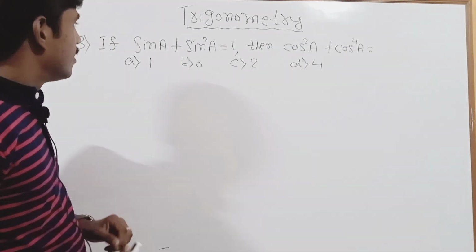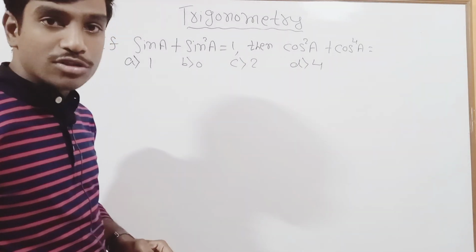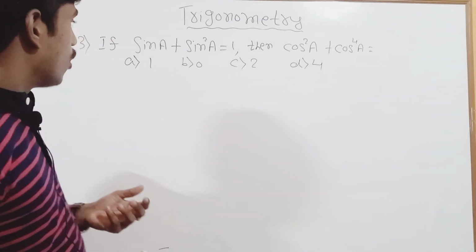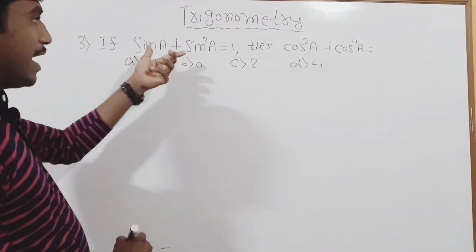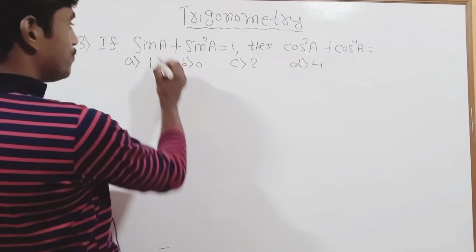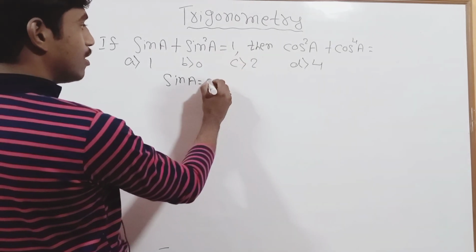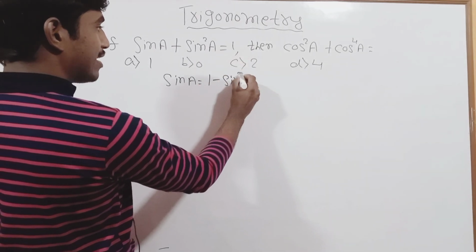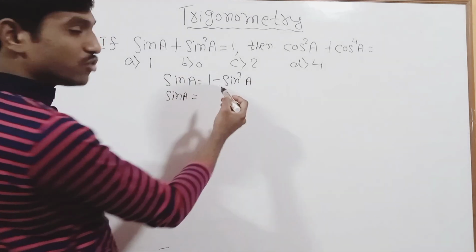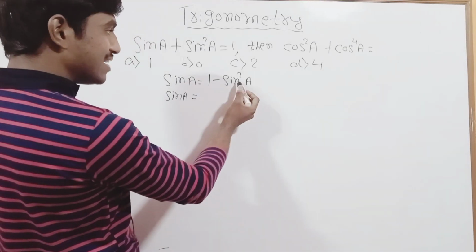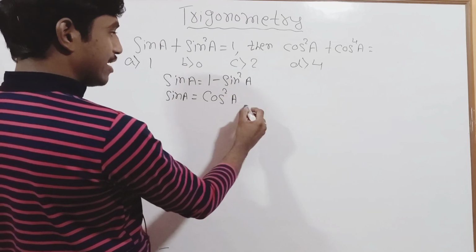Next question is, if sin A plus sin square A equals 1, then cos square A plus cos to the power 4A, the value of that is what? 1, 0, 2 and 4. So here they have given that sin A plus sin square A is equal to 1. So sin A will be equal to, if you shift the sin square A to the RHS, we get 1 minus sin square A. We know that sin square A plus cos square A is equal to 1. So 1 minus sin square A will be cos square A. So we'll call this as equation 1.